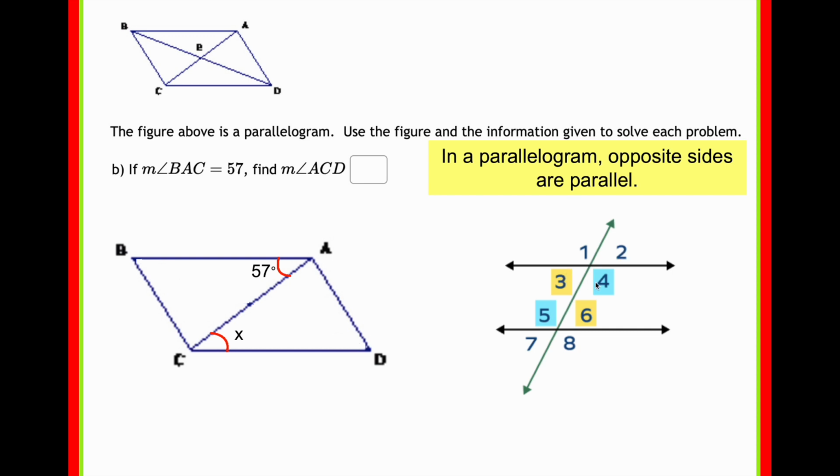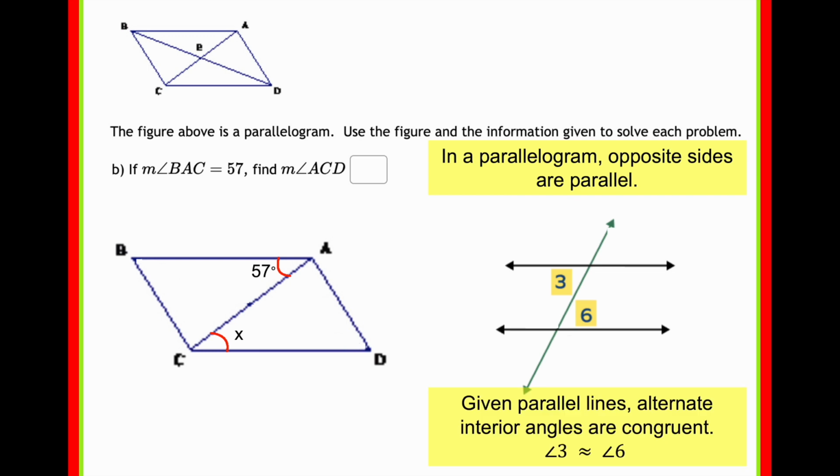So what we're looking at is the position. Now, look at the 57. It is in between the parallel lines, which leaves us 3, 4, 5, and 6. And remember from our notes, we have 3 and 6. So go ahead and include this in your notes. Remember that given parallel lines, alternate interior angles are congruent. In this case, angle 3 is congruent to angle 6 if we have parallel lines.